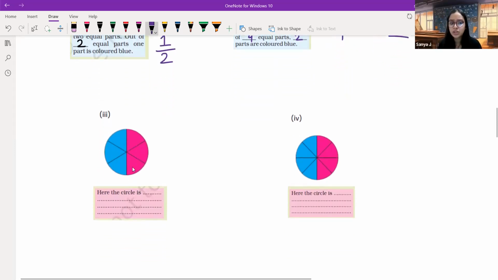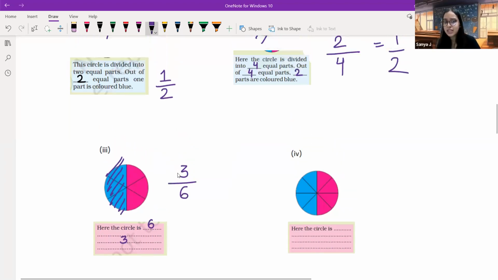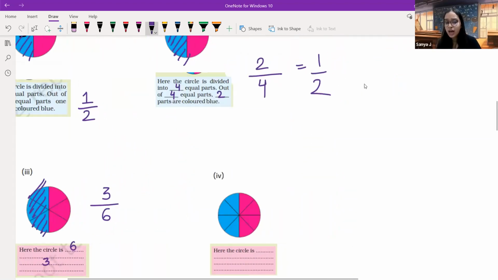With the same logic, let's have a look at the third part now. Here the circle is divided into how many parts? 1, 2, 3, 4, 5 and 6. The circle is divided into 6 equal parts and out of 6, how many are blue? 1, 2, 3. 3 are blue. So, for this part, we can write it as 3 out of 6. Correct? Now, using the same logic, 2/4, 1/2 and 3/6, they are all exactly the same, right?